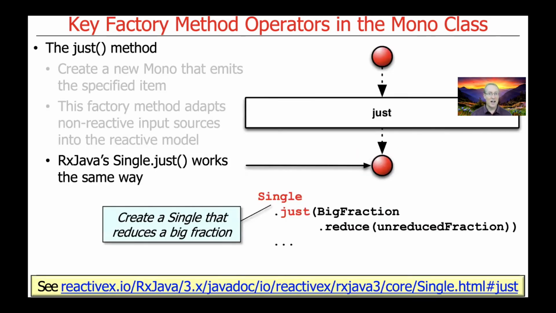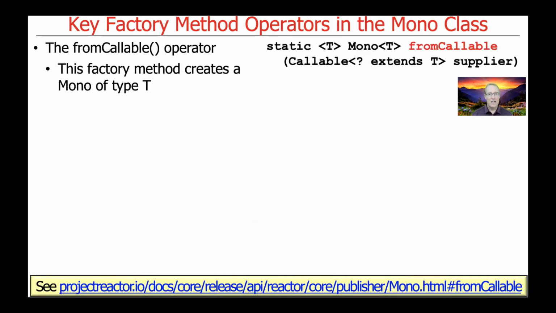RxJava has a just method that works exactly the same way. So in this case, there's a class in RxJava called Single, and Single.just will go ahead and do the same thing. It does this eagerly, and in this case, we'll go ahead and reduce a big fraction. So with that in mind, the semantics of just, which again are eager, let's talk about fromCallable.